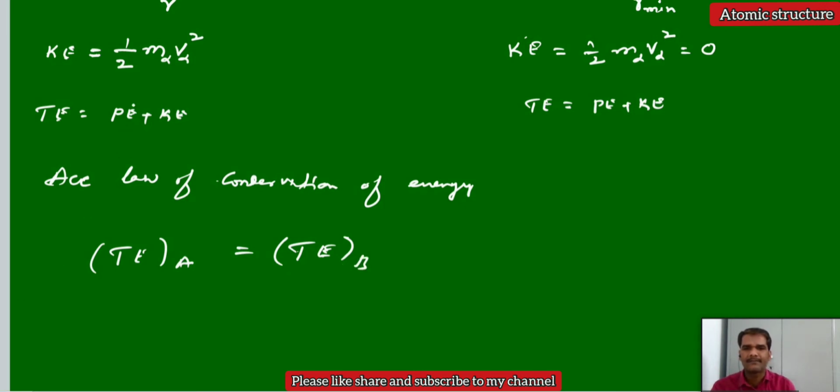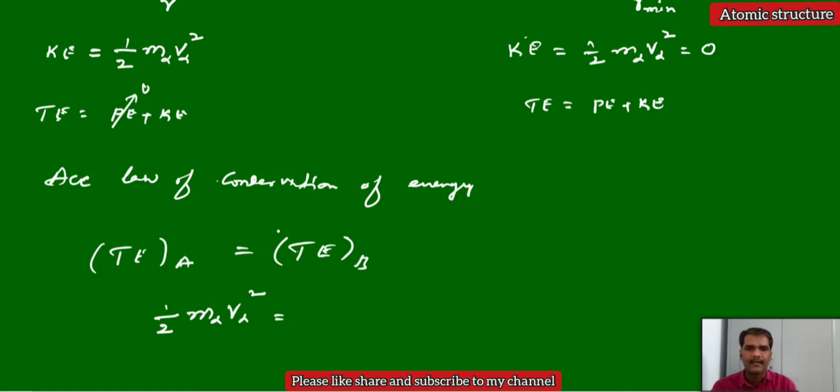What is the total energy at point A? Anyhow, potential energy is 0. What is left? Only kinetic energy. Kinetic energy means half m alpha v alpha square. And total energy at point B, here kinetic energy is 0. What is left? Only the potential energy. What is the value of potential energy?